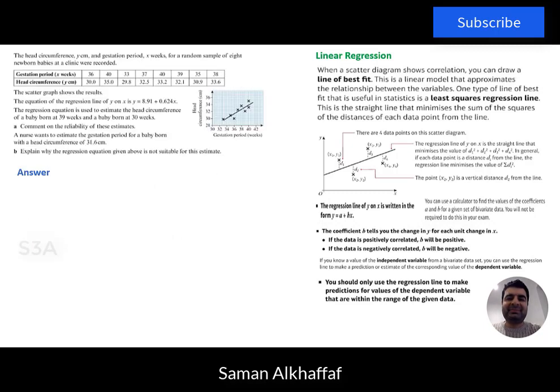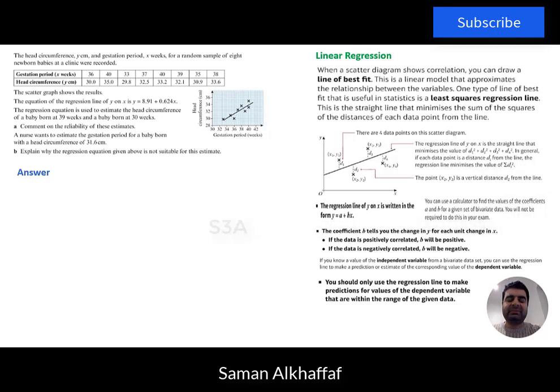In this example, the head circumference y centimeters and the gestation period x weeks for a random sample of 8 newborn babies at a clinic were recorded. We can see the data for the gestation period and the head circumference, and we also have a scatter diagram. The equation of the regression line of y on x is y = 8.91 + 0.624x. The regression equation is used to estimate the head circumference of a baby born at 39 weeks and a baby born at 30 weeks.